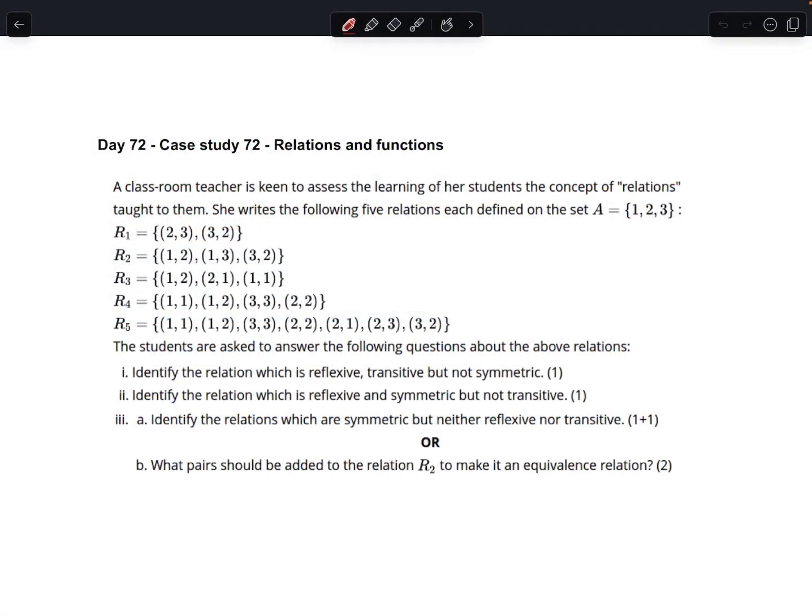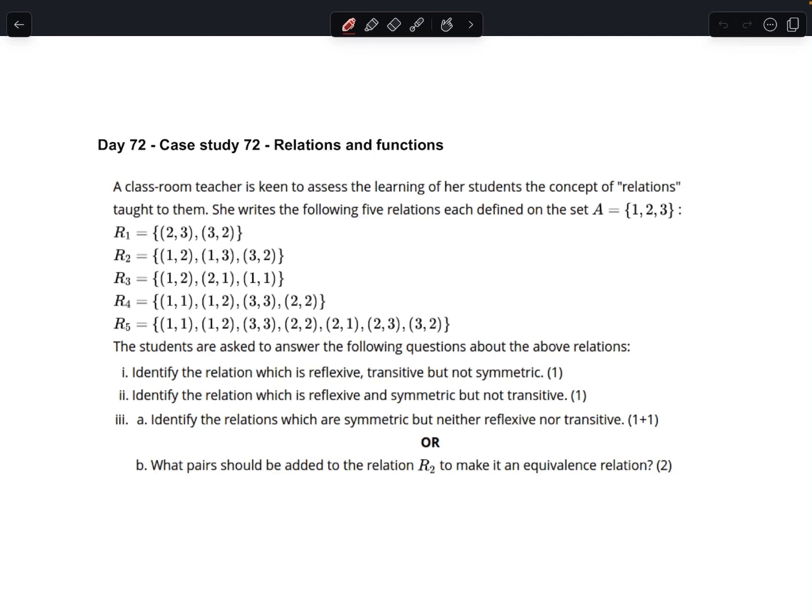The question goes like this. A classroom teacher is keen to assess the learning of her students, the concept of relations taught to them. She writes the following 5 relations, each defined on the set A. The students are asked to answer the following questions about the above relations.